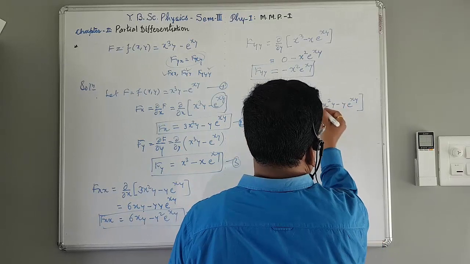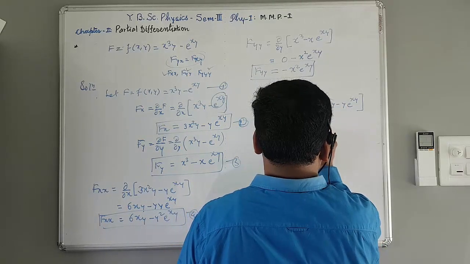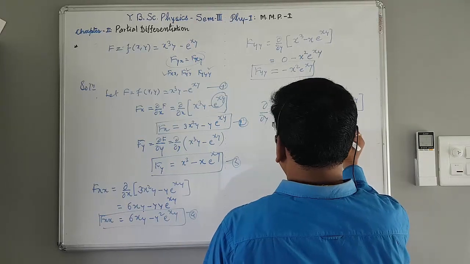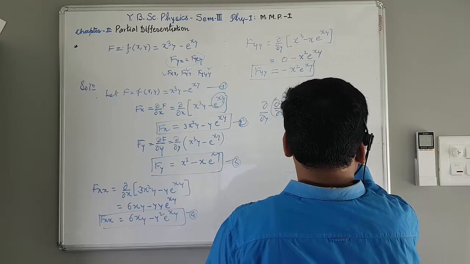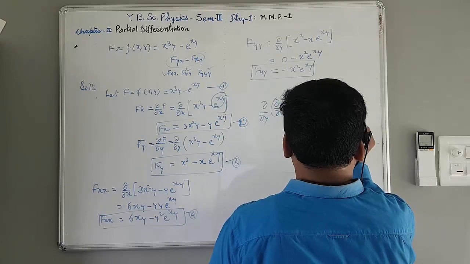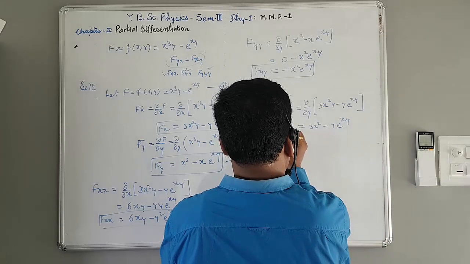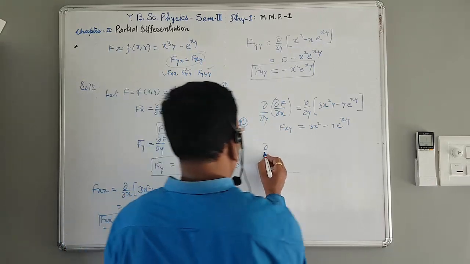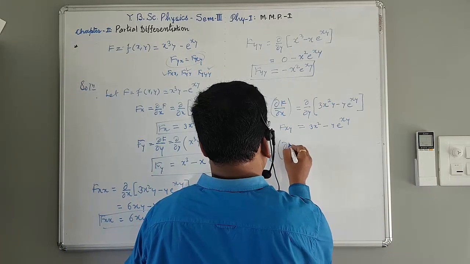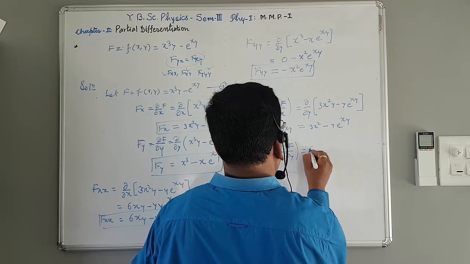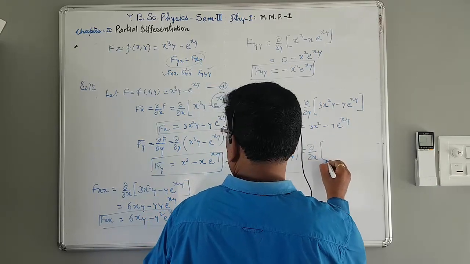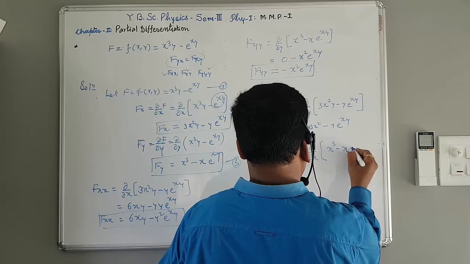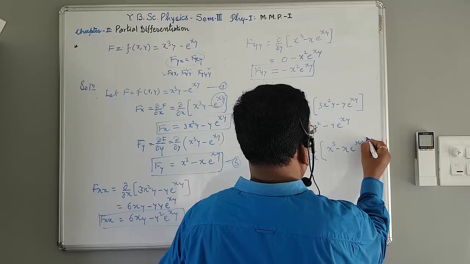Now differentiate, take the differentiation of the first term with respect to y. We have (3x² − y)e^(xy). This is f_xy. Now again take the differentiation of this term with respect to x. We have ∂/∂x of ∂f/∂y is equal to ∂/∂x of (x³ − x e^(xy)).